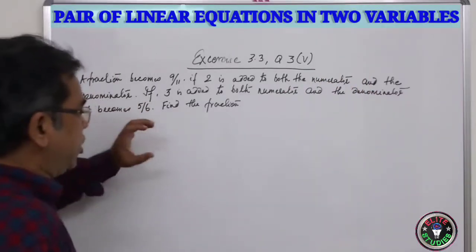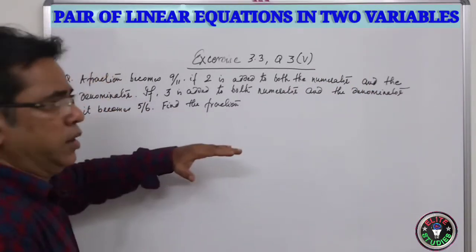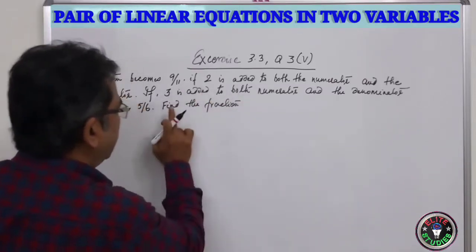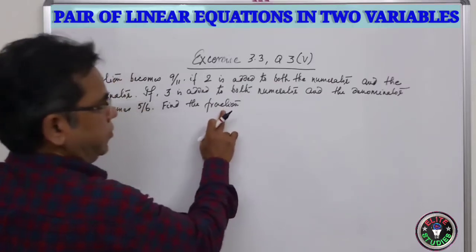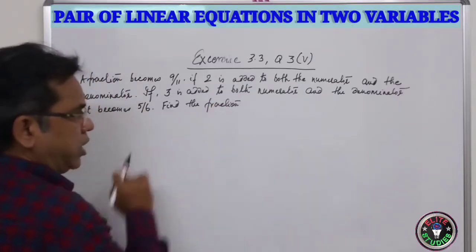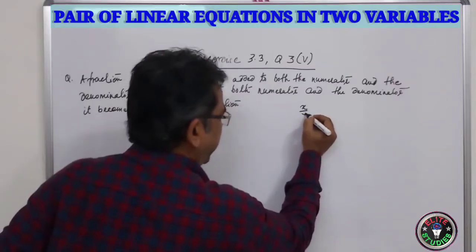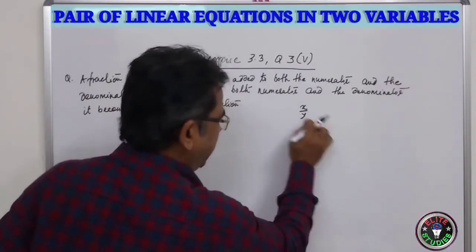Then next, you have to find out the unknown. This is very important. You have to find the fraction. So now, what is a fraction? A fraction is written in this way: x by y, having a numerator and a denominator.